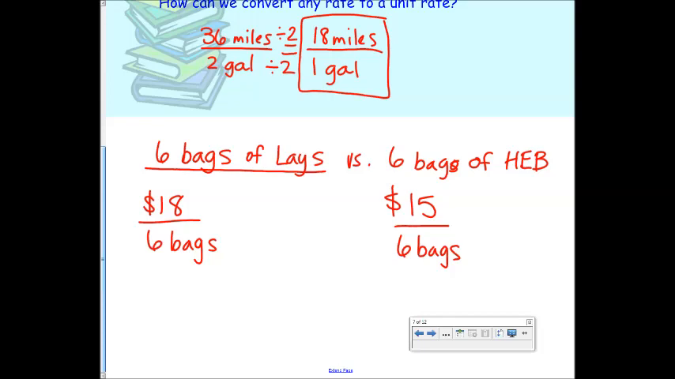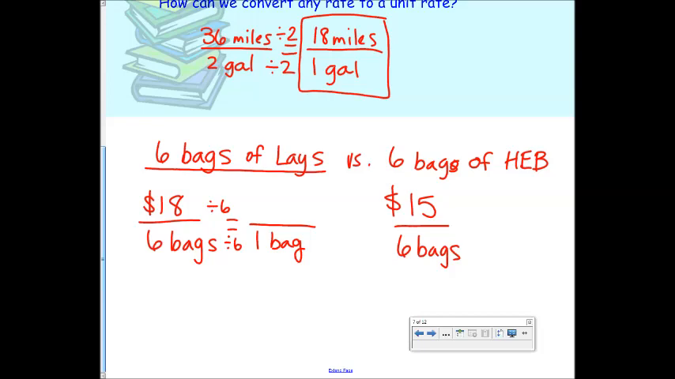Divide by 5. So up here I'm going to divide by 5, and I end up with what? 3. So what did you learn about the 2 bags of chips? They both have a lot of air. They always do. It's very disappointing. They have a lot of air. But what did you notice about the H-E-B brand and the Lay's? They're really the same cost.